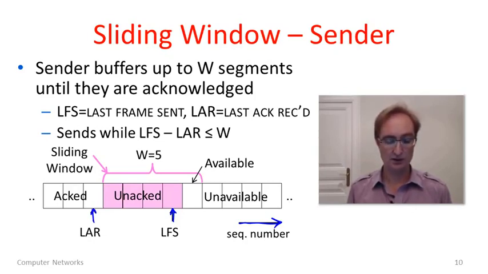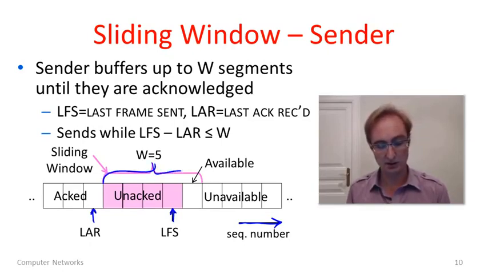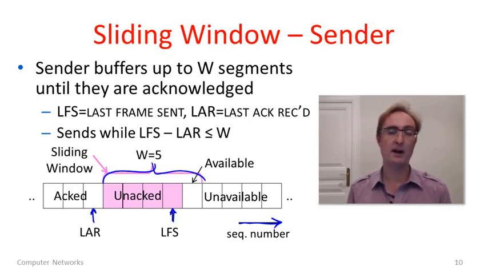And our sliding window has a buffer of up to W packets, so we can have a difference between LAR and LFS, that's the number of packets we've sent into the network that haven't been acknowledged, of up to W packets. You can see here is the sliding window, and we actually have 4 packets out in the network, the window's 5, so actually we could fit one more.